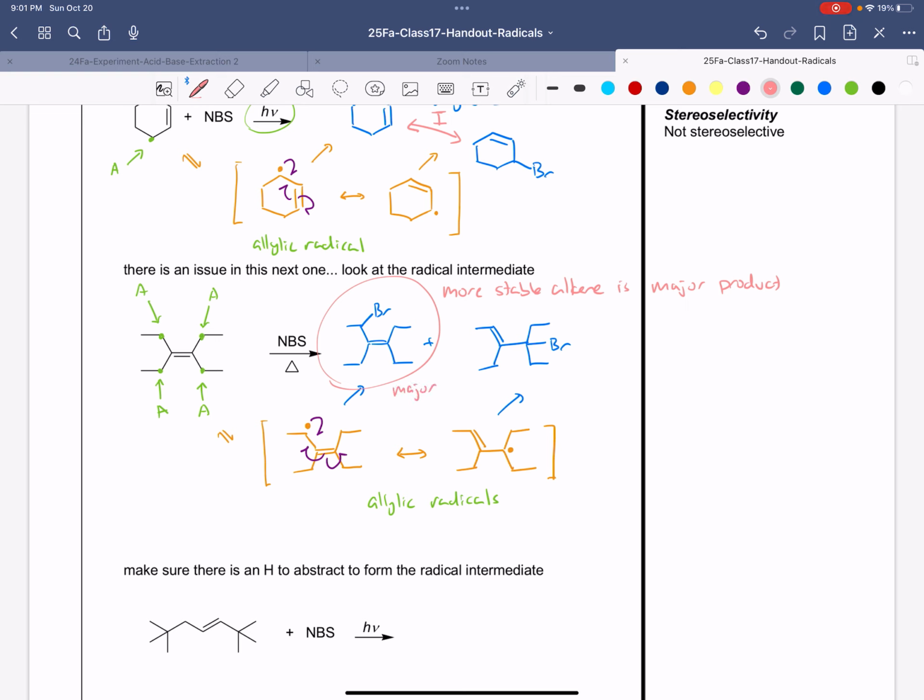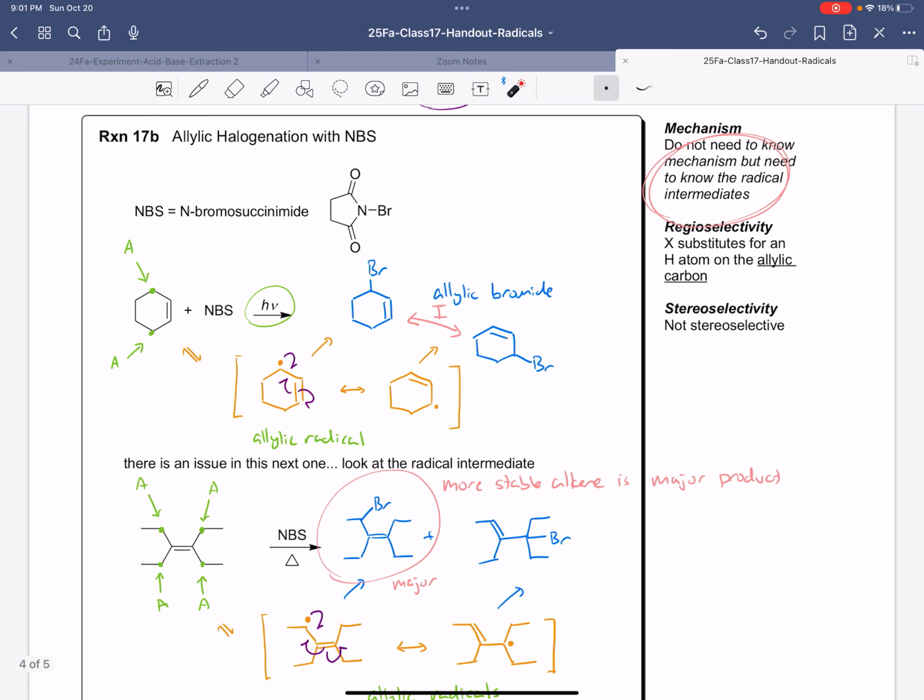And so in the second problem, I mentioned there is an issue. The issue is the radical intermediate: the initial radical and the resonance radical give you different products. And then you have to circle the major product if there is a true winner.